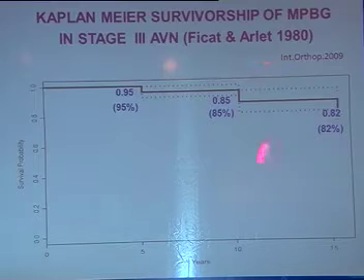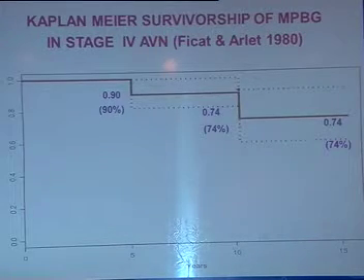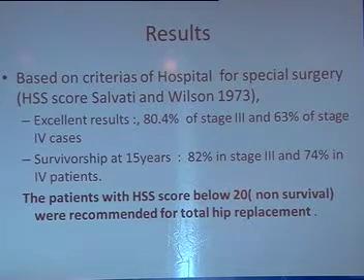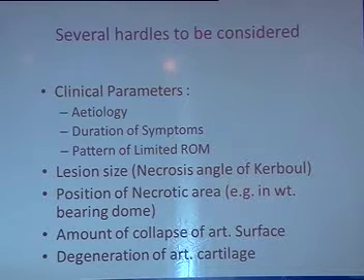In the Kaplan-Meier survival analysis of stage 3, you can see 82% survived in stage 3, whereas 74% survived in stage 4. It is based on the criteria of the Hospital for Special Surgery. Clinical improvement was obtained with an excellent result in 80% of cases in stage 3 and 63% in stage 4. Survivorship was 82% in stage 3 and 74% in stage 4. And patients with an HSS score below 20 are considered not survived and recommended for total hip replacement.